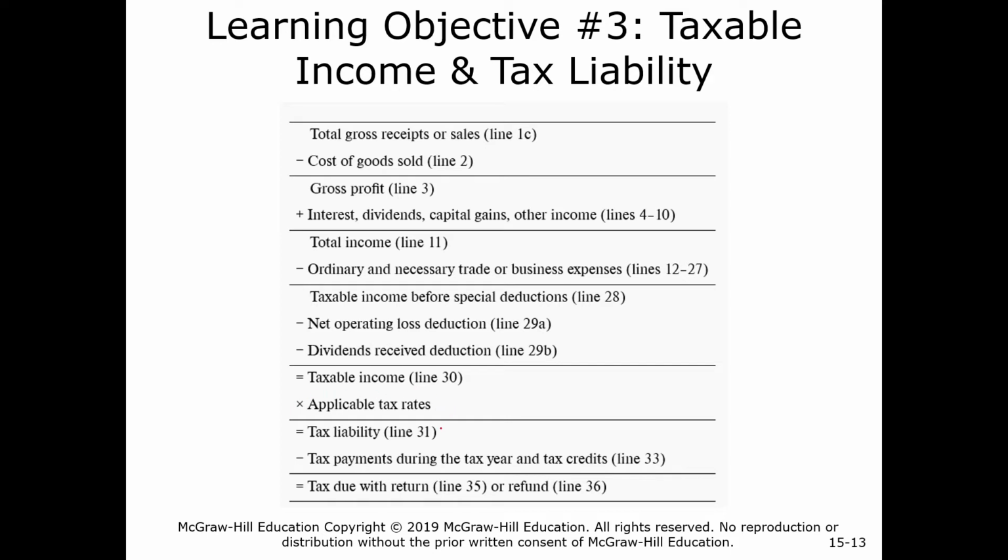The applicable rate for a corporation is just a flat rate of 21%. And this will be our tax liability, which we are able to reduce if we made any prepayments or have tax credits, which will ultimately equal our tax due if we still have an amount remaining, or a refund if we have overpaid.